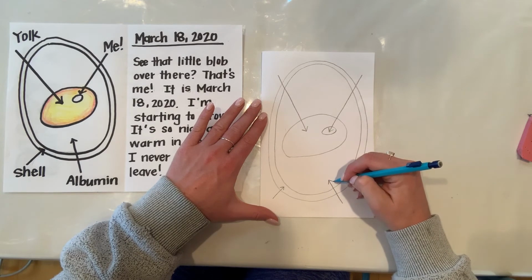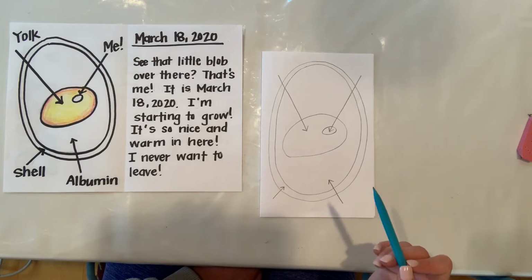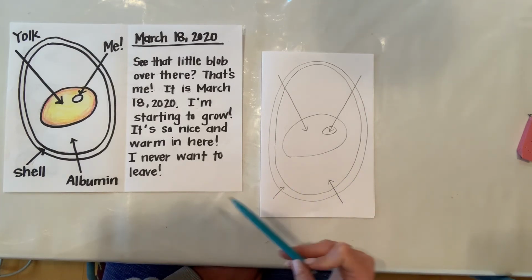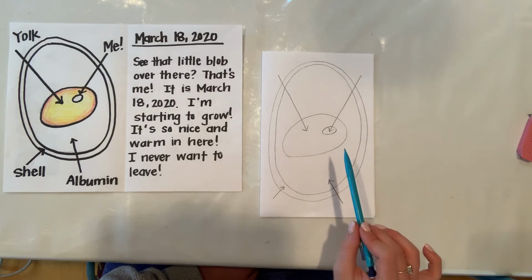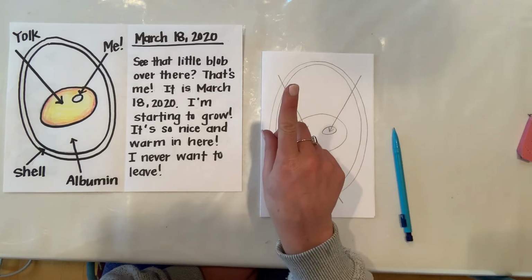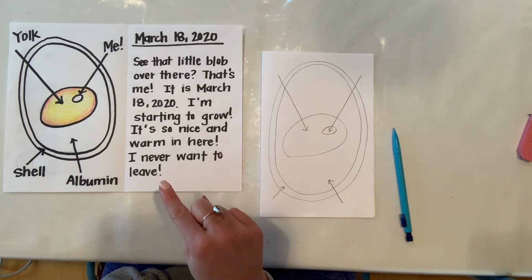You can pause this and you can write in these words if you need to. You can also look back at our labels that we talked about, the parts of an egg, as well. So your job today is to come up with one journal entry about the start of the life cycle of a chick.